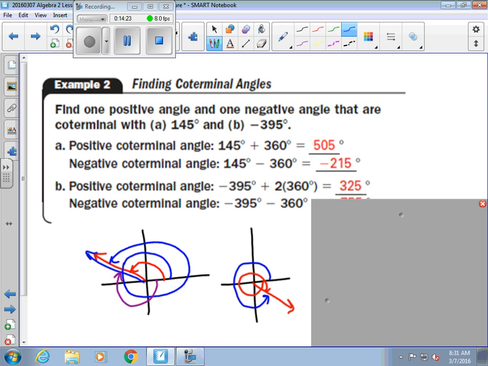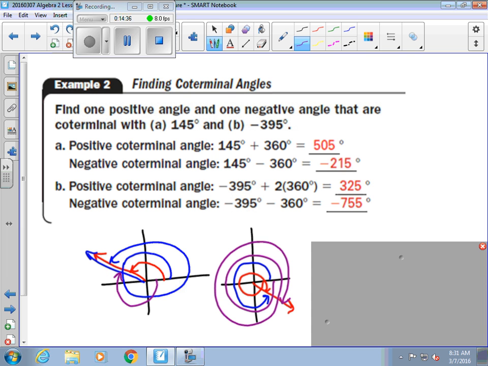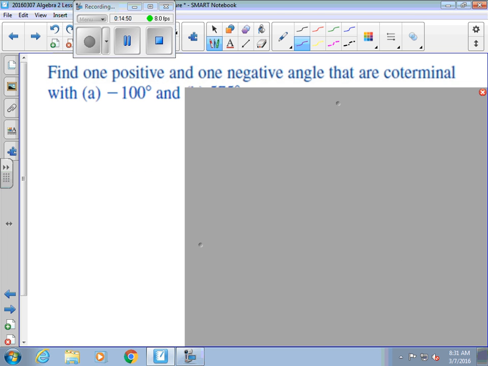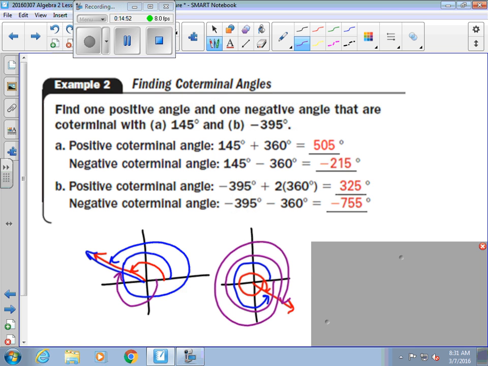And the negative one is if you go the same way. So you got to go twice this way. You start here, you go around to it, and then you go around again. That's why it's negative 755. This is the part that is confusing the students. Remember, coterminal angles are not set how many times you got to go around. You can go around as many times as necessary. And we'll look at the rest of it tomorrow.